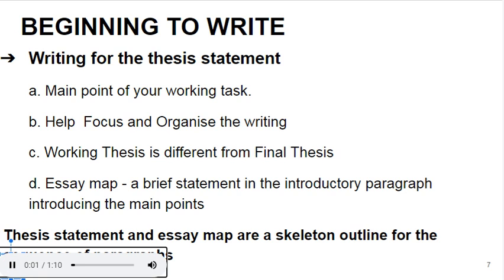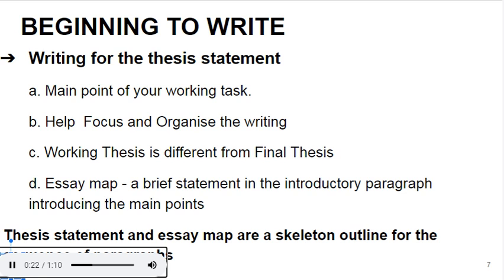So after the pre-writing stage, we come to the writing part. Now we begin to write. Writing the thesis. Now, what is a thesis statement? It's the main point of our subject or the article. It's actually used in the introduction part. It's generally the first statement of your paragraph.